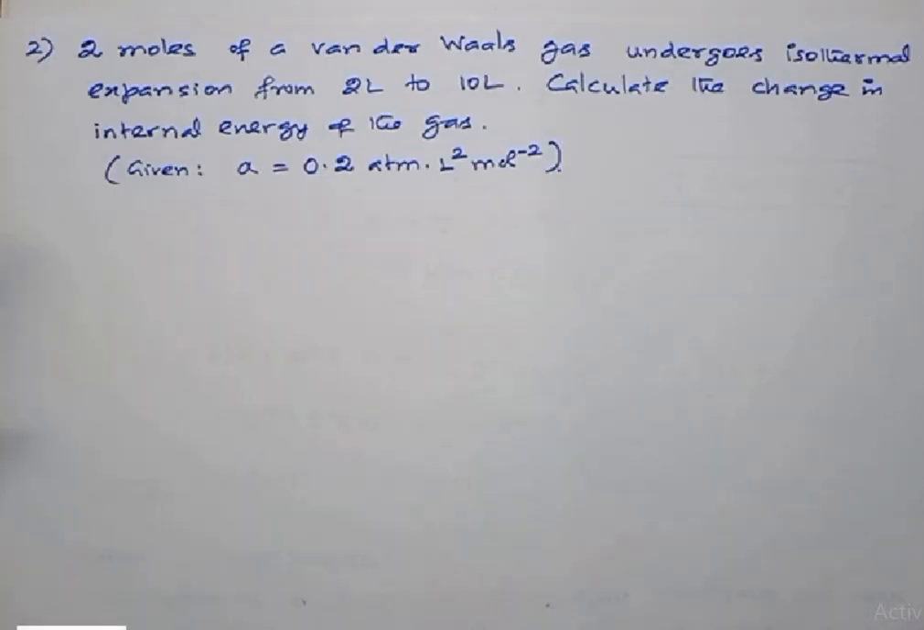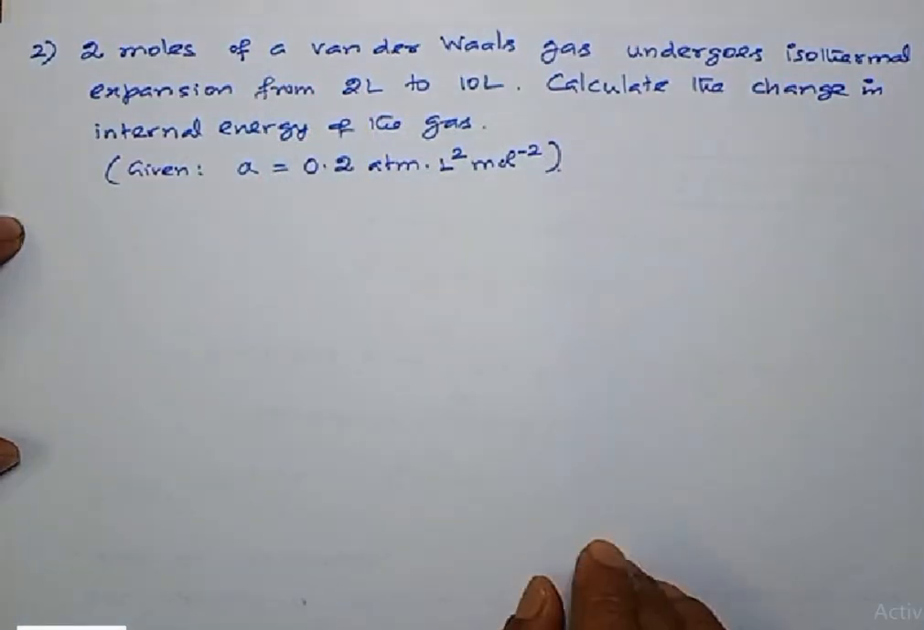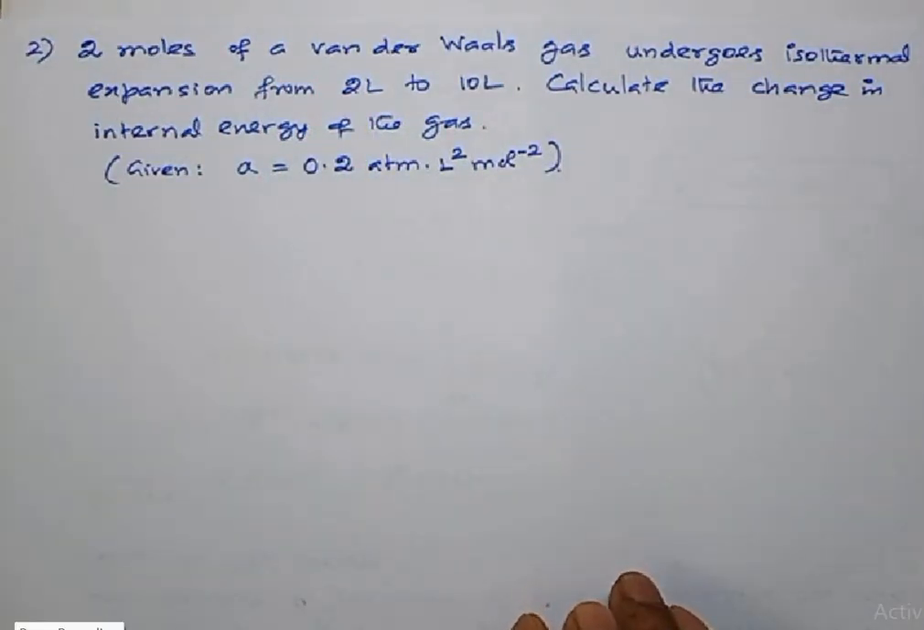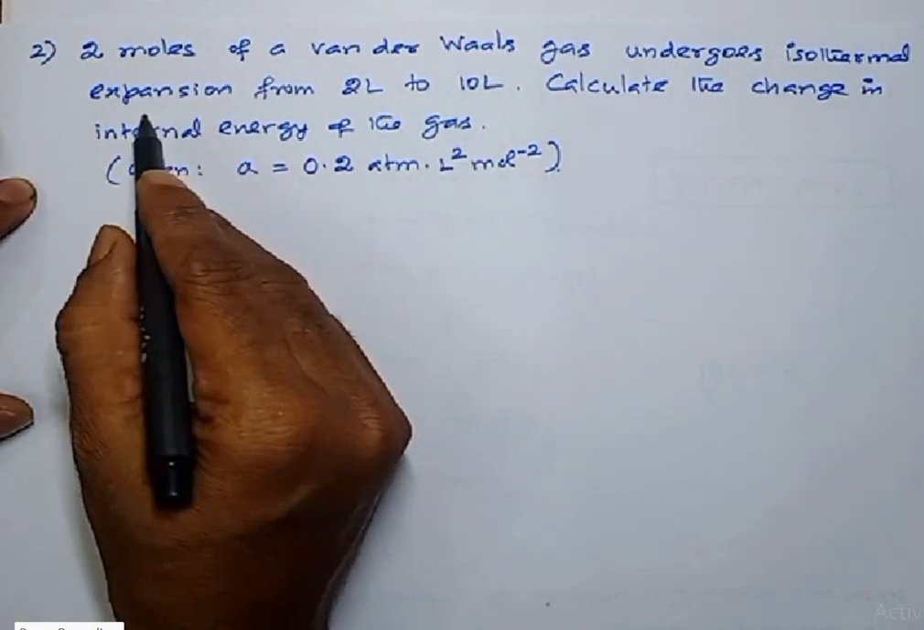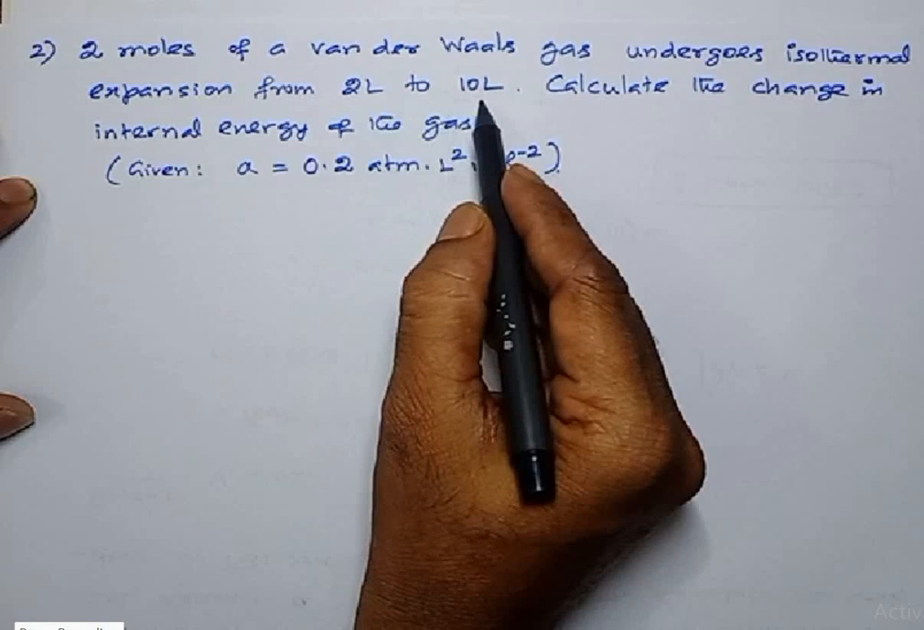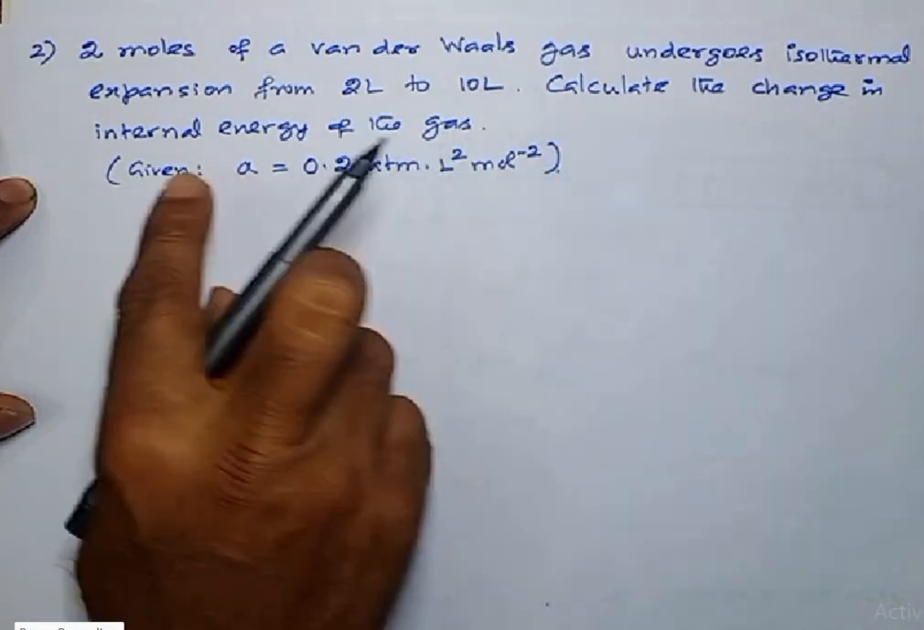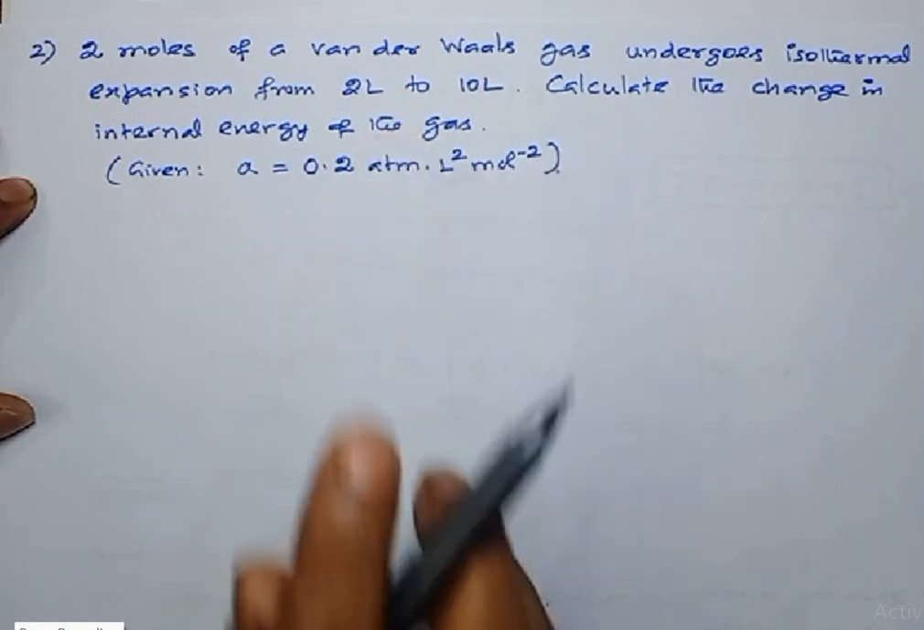This is question number 2. Just go through the question carefully. 2 moles of a van der Waals gas undergoes isothermal expansion from 2 liters to 20 liters. Calculate the change in internal energy of the gas.